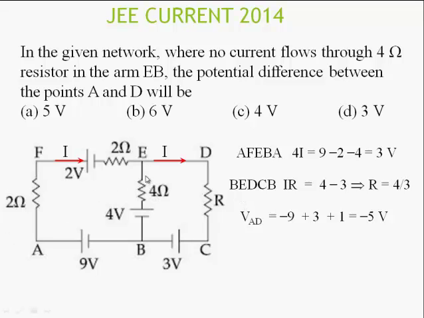But the simplest method would have been: the 4 ohm is here, and it doesn't have any current. So I go from A to B. So it is minus 9 volt plus 4 volt. That's minus 5. That's all, because E potential and D potential is same. Similarly, you can go from A, F, E, D also.